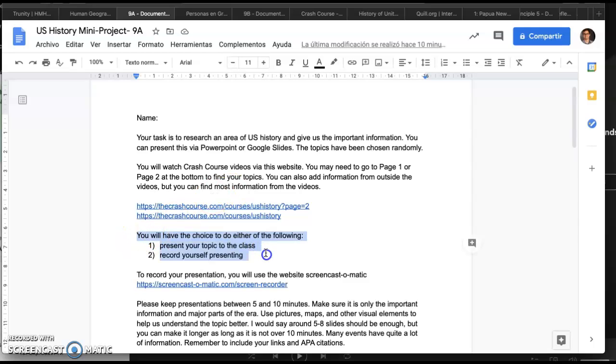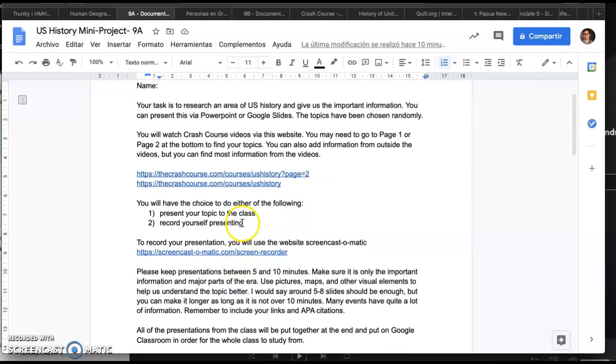Basically, you're going to have a choice to do the following. You can present your topic to the class, or you can record yourself presenting, just like I'm doing with Screencast-O-Matic. It's really easy. It's free to use at a basic level. And from there, you can make it a YouTube video, or you can just make it an MP4 file, and then you can post it. It's up to you on what you want to do.